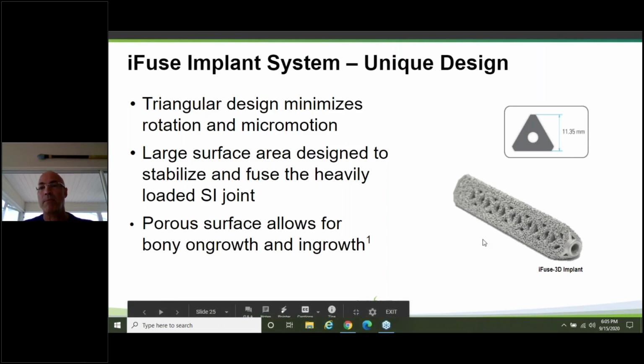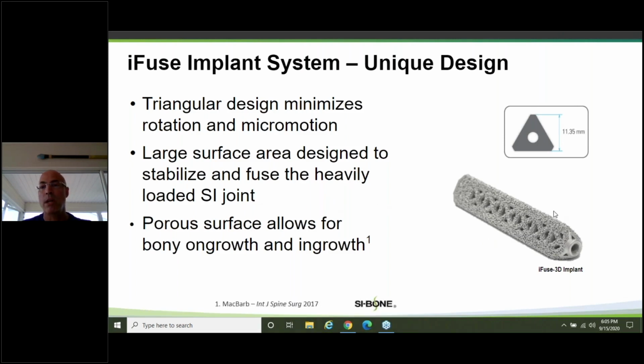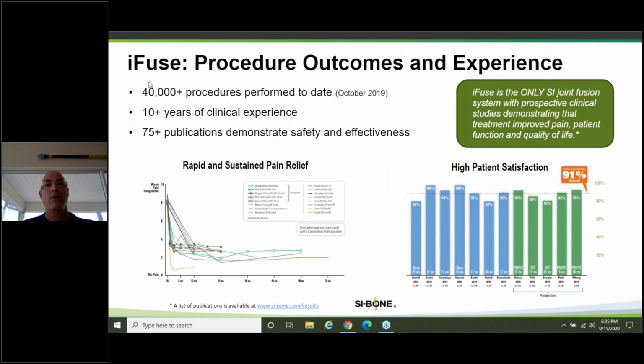They're not all the same. Just because this works doesn't mean that another product is going to work. In some instances, I've seen some problems as a result of making that assumption. This has been studied, and I'll show you some slides coming forward. Over 40,000 procedures performed up to October of 2019. 10 years of clinical experience and over 75 publications.